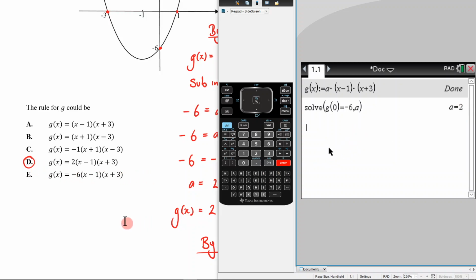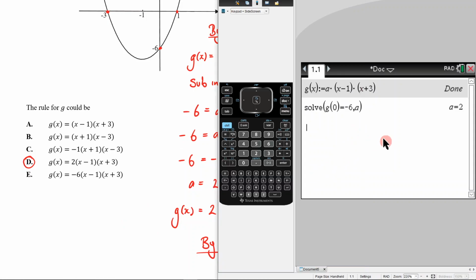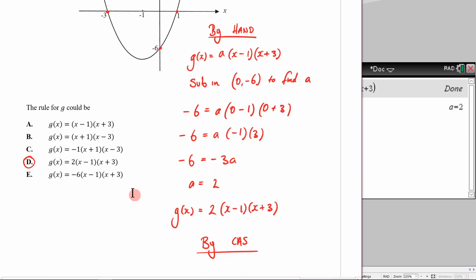This is a lot quicker than doing it by hand, and you're a lot less likely to make a mistake as well. So just be aware of how to do this with your CAS just in case. So those are the 2 ways you would approach this type of question. Hopefully you found this useful, and I will see you in the next one.